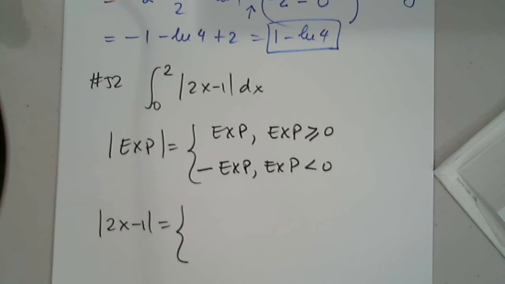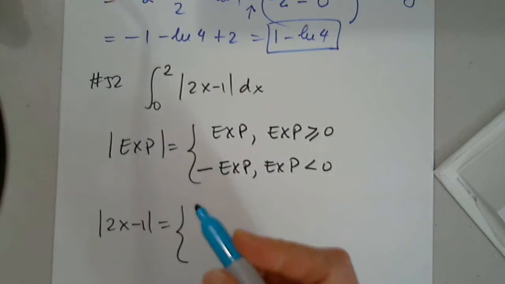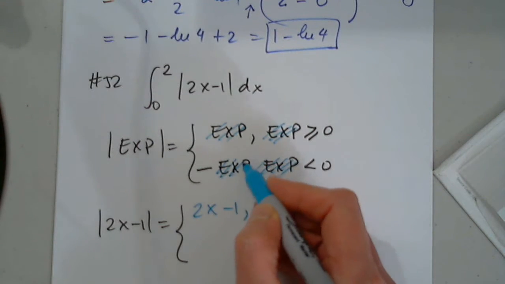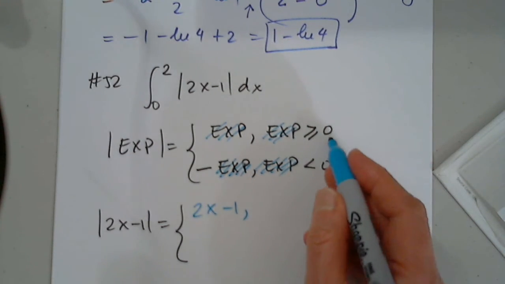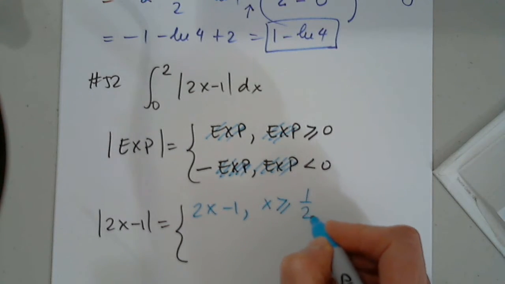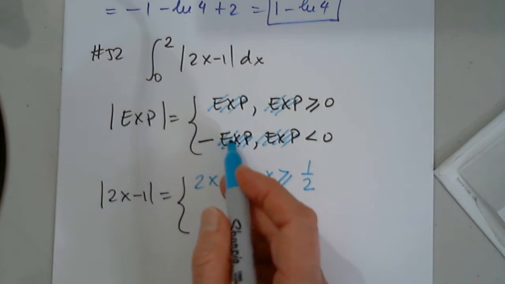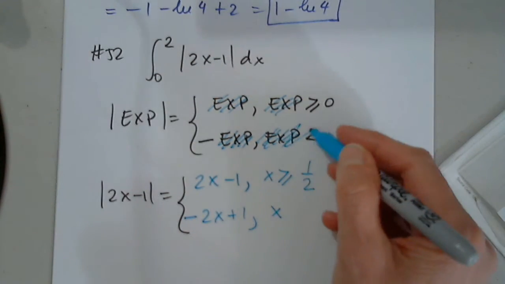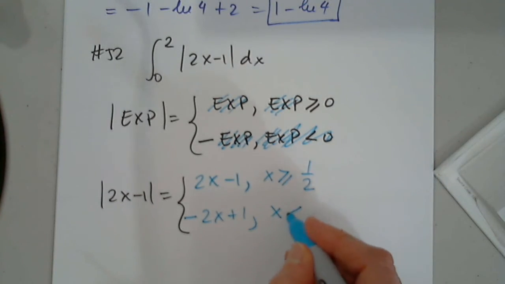So can anyone dictate this? What do we need to write? In the top portion of the bracket, it's going to be 2x minus 1 when... So all these have to be the same, right? So 2x minus 1 greater than 0 means x greater than or equal to 1/2. And this one is the opposite, right? So I distribute negative 1. Negative 2x plus 1. I don't have to ever solve this. If this is greater than or equal to 1/2, this must be less than 1/2.